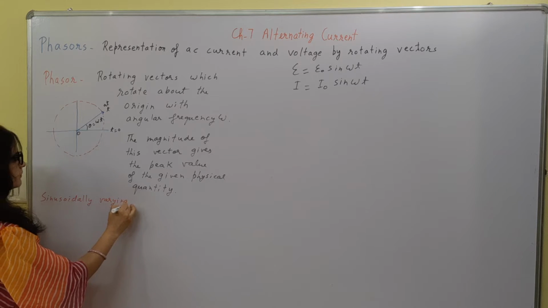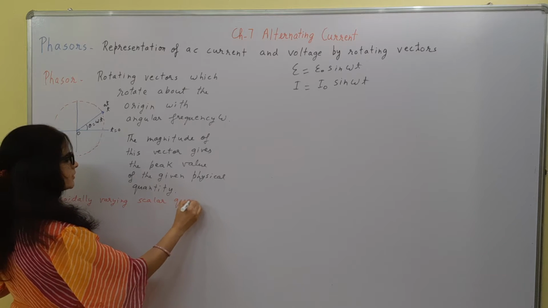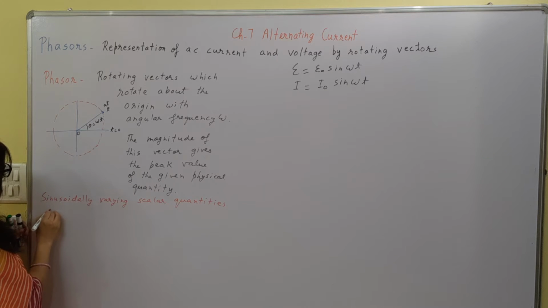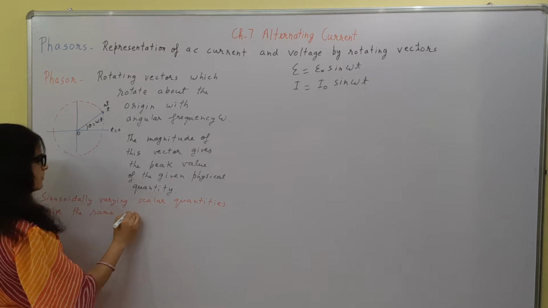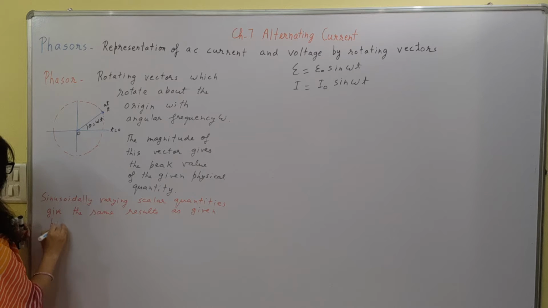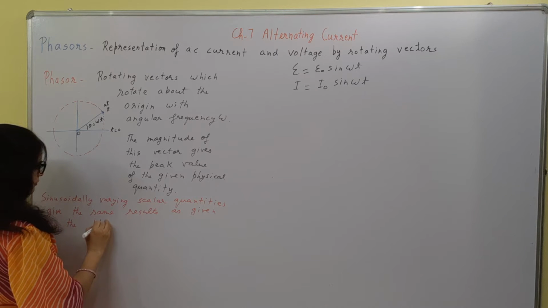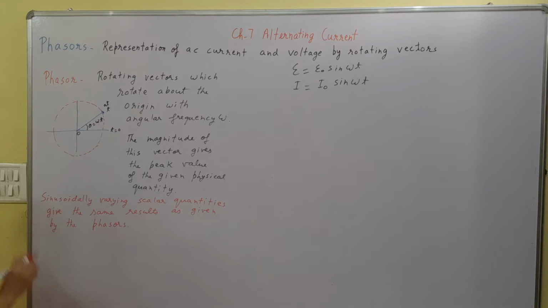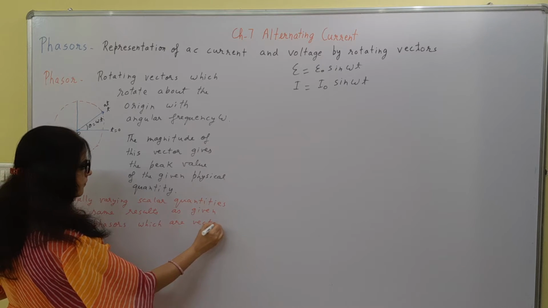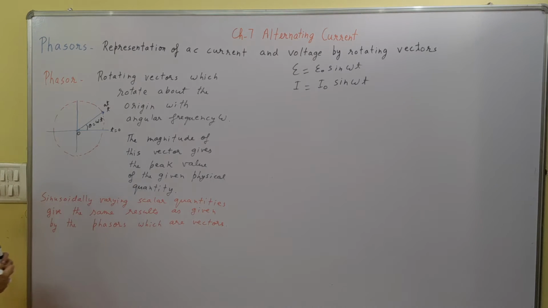varying scalar quantities give the same results as given by phasors, which are vectors. So we are using the phasors to represent these quantities.